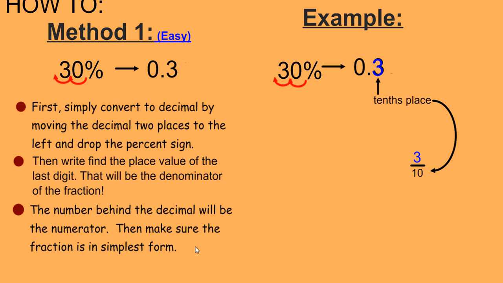Then we always want to make sure that that fraction is in simplest form. And in this case, 3/10ths is already in simplest form.